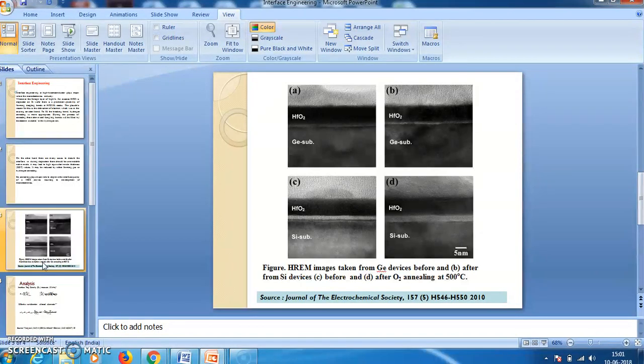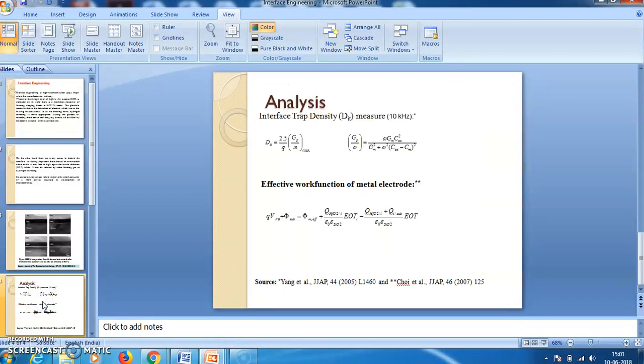This is work I performed during my postdoctoral, with a germanium substrate and a silicon substrate. We can see the germanium hafnium oxide interface and the silicon hafnium oxide interface. To measure the Dit level, we have some simulations. Using MathCAD, we can extract Dit values as well as EOT values and effective work function also. For reference, I have given some references also. So this is the information about interface engineering. Interface engineering plays very crucial roles in the final electrical properties of the device.